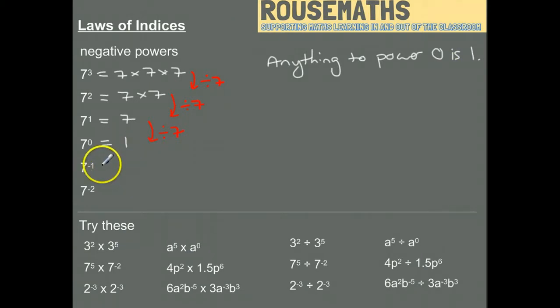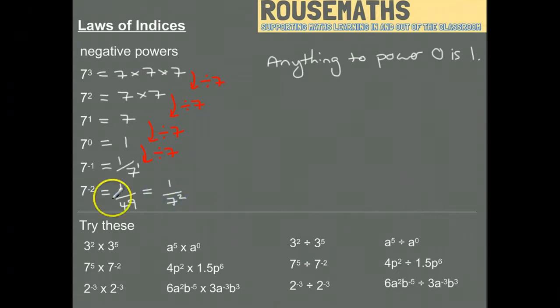If we continue the pattern and divide by 7 again, we're now doing 1 divided by 7. Rather than writing that as a decimal, we're going to write it as a fraction, so you've got 1 over 7. You never normally write it this way, but I'm going to write it as 1 over 7 to the power 1, because we know that 7 is 7 to the power 1. If I do the process again and divide by 7 again, I'll end up with 1 over 7 times 7, and that's the same as 1 over 7 squared.